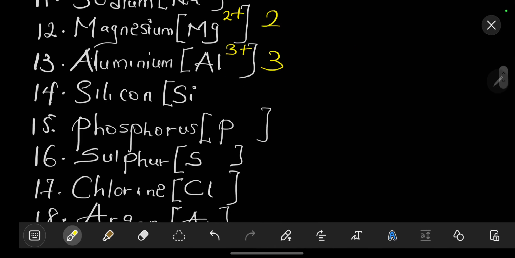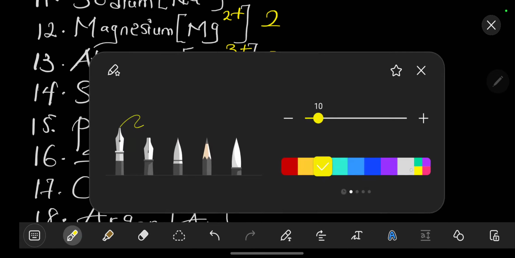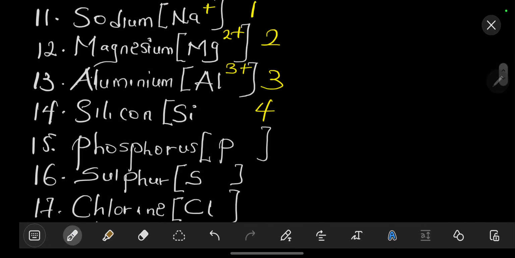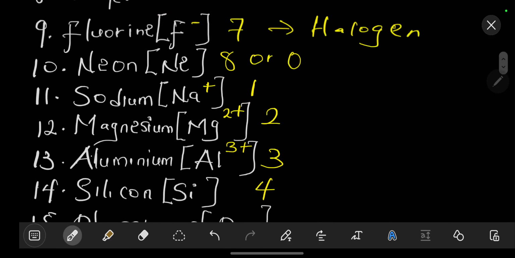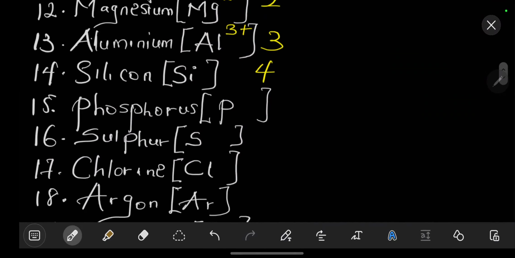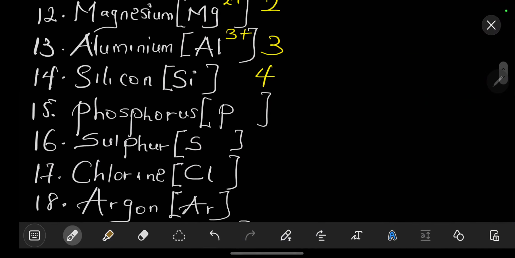Silicon belongs to group 4. All right. You see, silicon is supposed to carry a charge, isn't it? But silicon will not carry any charge, just like carbon, as we've already seen. Now, that is it for silicon. Silicon carries no charge, just like carbon.